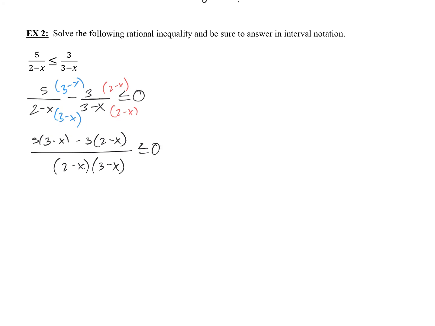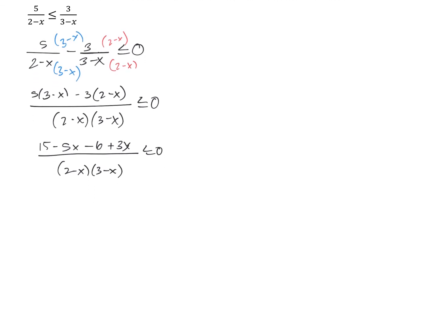Okay, simplifying the numerator, we have 15 minus 5x minus 6 plus 3x, all over 2 minus x times 3 minus x, less than or equal to 0. Simplifying, we'll end up with 9 minus 2x all over 2 minus x times 3 minus x, less than or equal to 0. Okay, so we have it factored. That was the first step. Now we'll do the critical values.